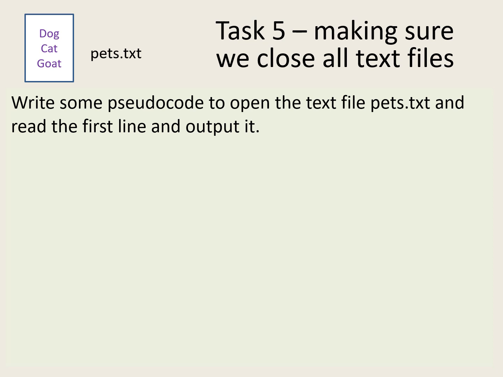Right, task 5. Again, making sure we close all files. Write some pseudocode to open the text file pets.txt, read the first line and output it. So let's go ahead and do that, or pause the video and then press play and see how you get on. Okay, so the first thing we need to do is open our file in the correct mode. So this is read mode. Open file pets.txt for read.